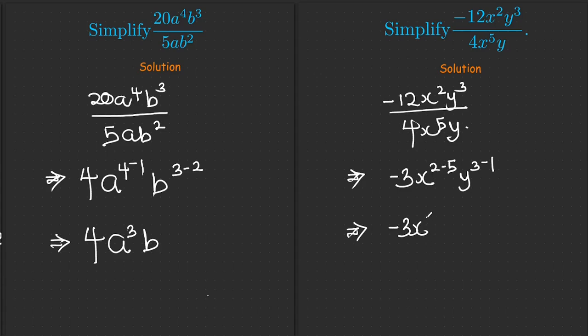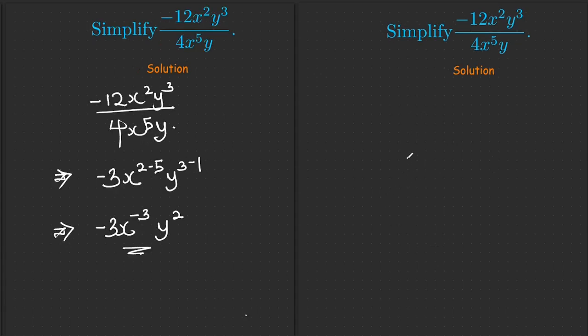2 minus 5 gives us a negative 3 as well. And we have our y. 3 minus 1, on the other hand, gives us a 2. And this becomes our final answer. If you want to expand and actually solve, then instead of what we've done here, it is going to be your negative 12 x squared y cubed all over 4x to the power 5 y.